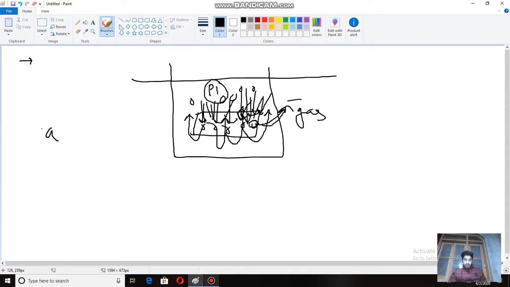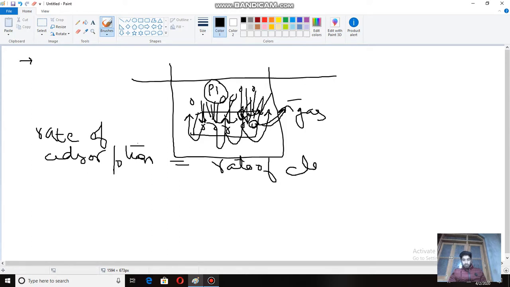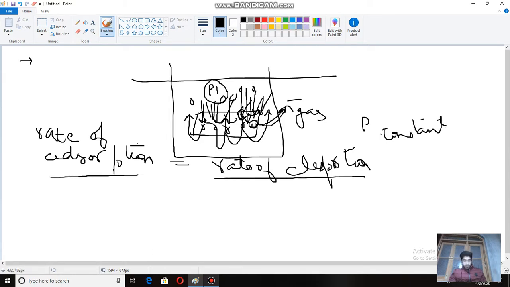That means the rate of adsorption becomes equal to the rate of desorption. Note, P is constant. We are not changing pressure. Now what is this? Rate of adsorption is equal to rate of desorption. That means the number of particles that are being adsorbed over the surface is equal to the number of particles that desorb themselves from this surface. That means there is a kind of dynamic equilibrium.